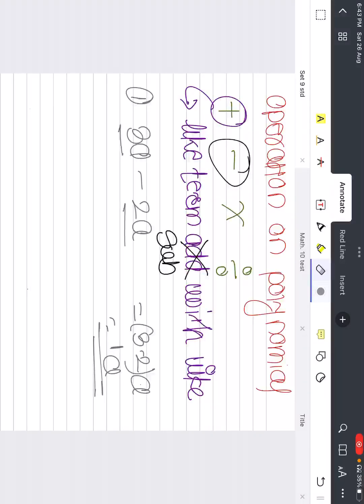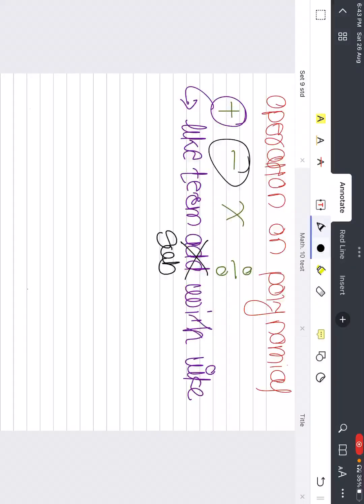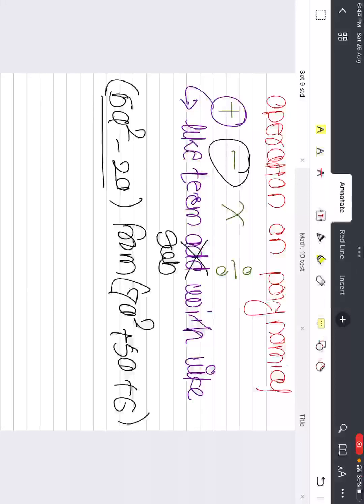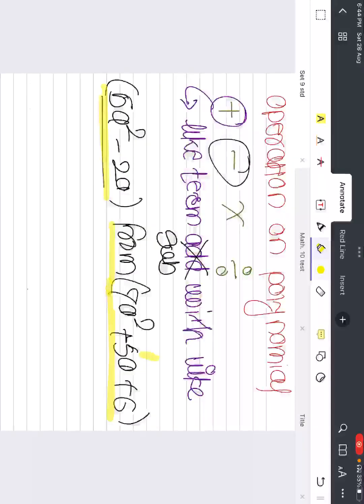Now let's move to a little bit bigger question, a broader question. So just write down the first question, which is 5a squared minus 2a in a bracket. So we have to subtract this term from 7a square plus 5a plus 6. Let's assume this is a question. So we have to subtract this term from this. So definitely this term will come first.